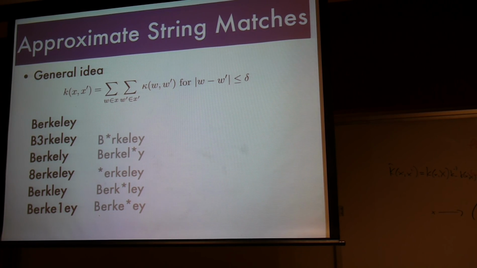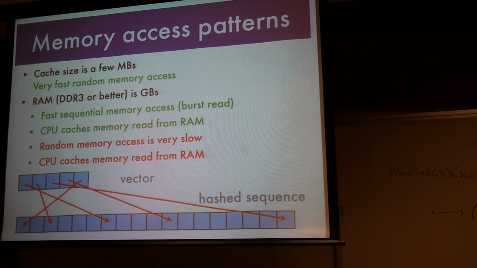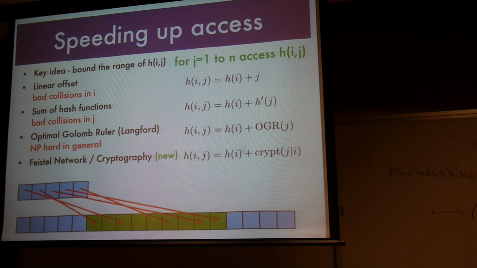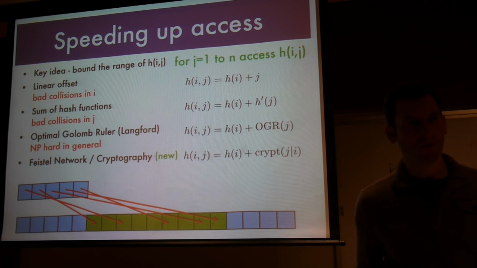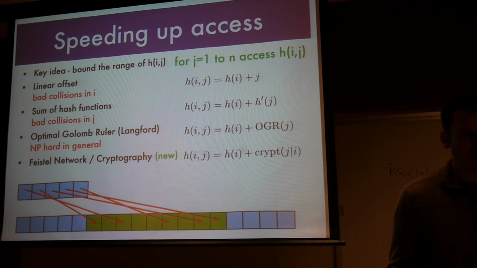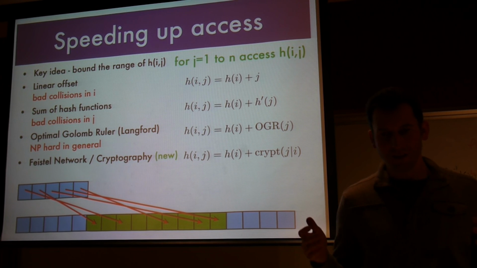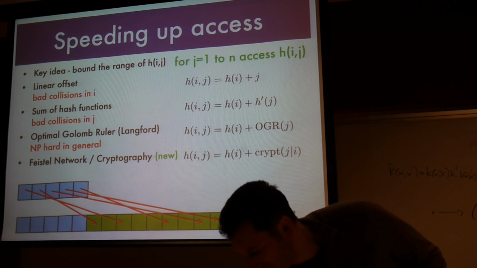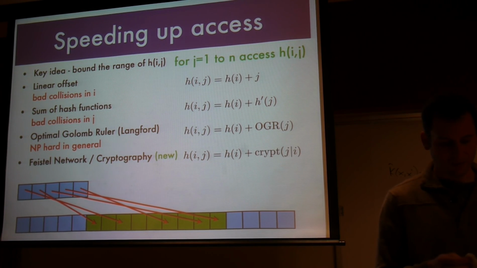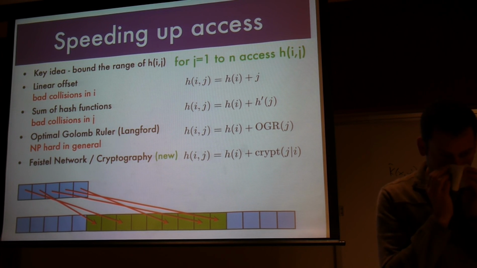There are a couple of other details about memory access patterns, and I'm not going to go much in detail, so you can just look it up later on if you want. But suffice it to say, you can actually use cryptography to speed up memory access. Essentially, the idea is if you have to do many memory accesses, you can essentially use encryption to limit the range in which the keys go, and then just solve the problem again.